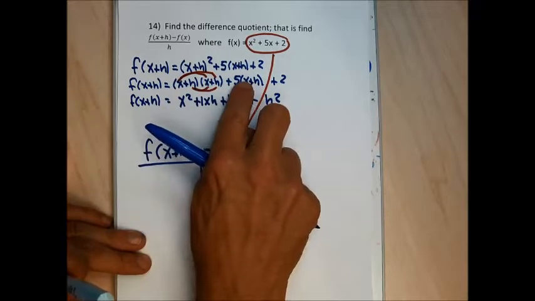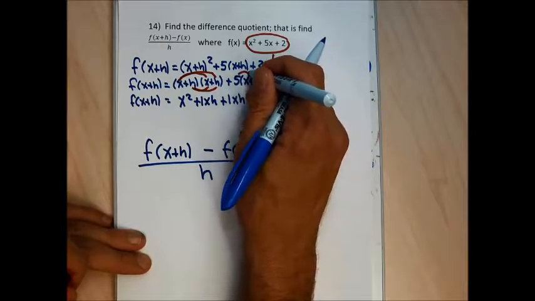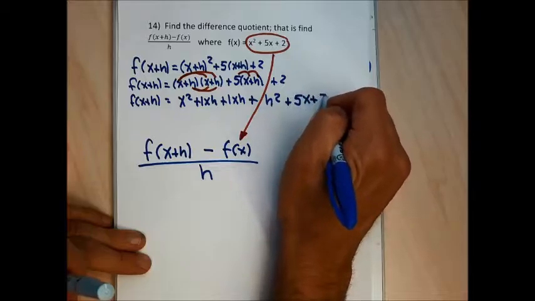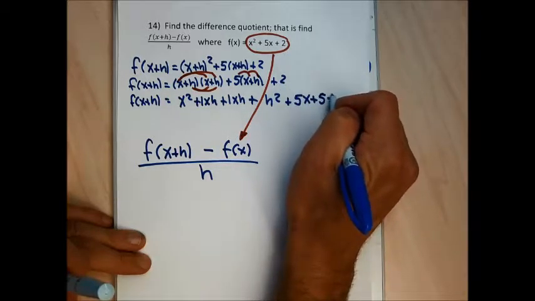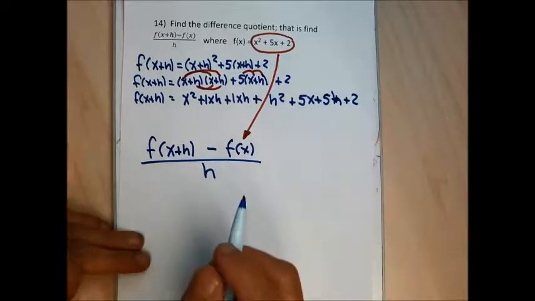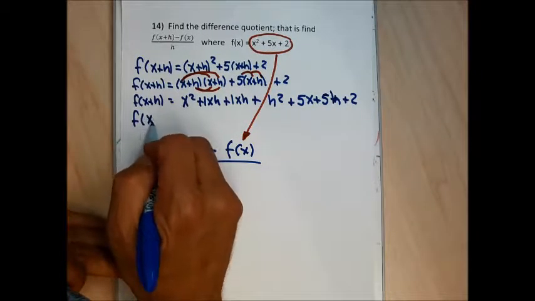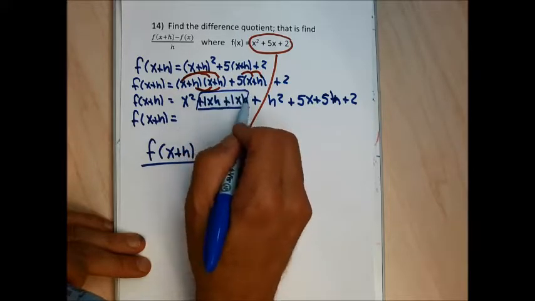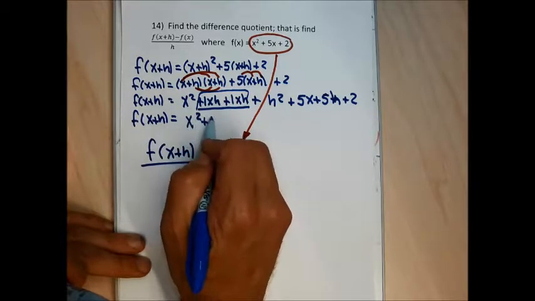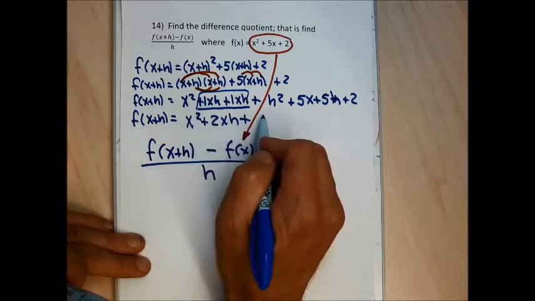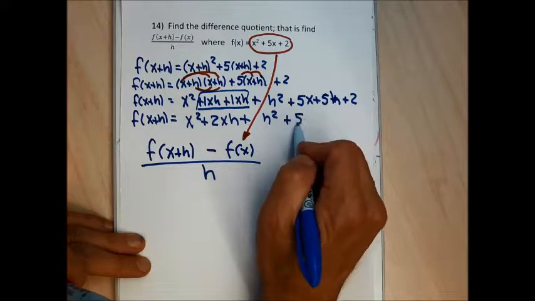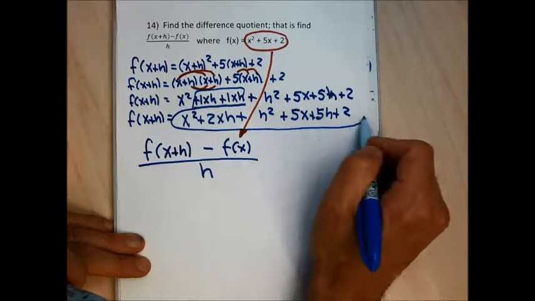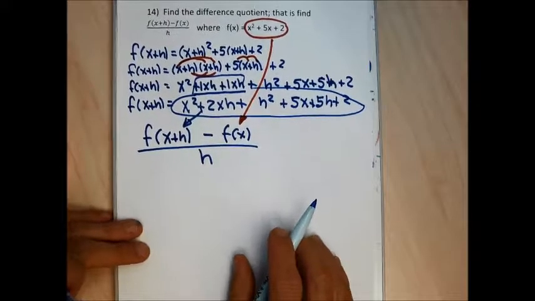Done with the foiling, now I'm going to clear this parentheses by going 5 times x and 5 times h. That's going to give me plus 5x and plus 5h, and then the plus 2. I'm going to combine like terms. There's not much in the way of like terms, but those like terms can be combined. This is going to give me x squared plus 2xh plus h squared plus 5x plus 5h plus 2. And this whole mess is what I'm going to change f of x plus h to.